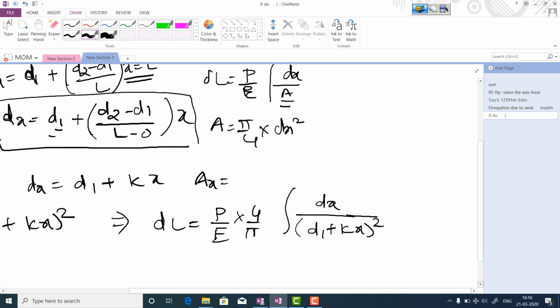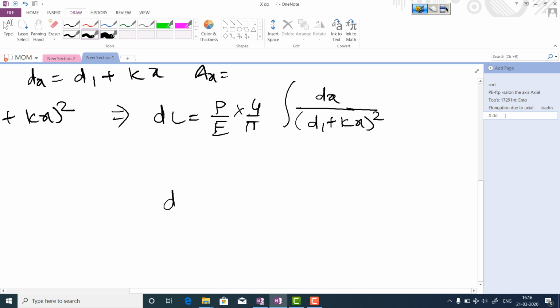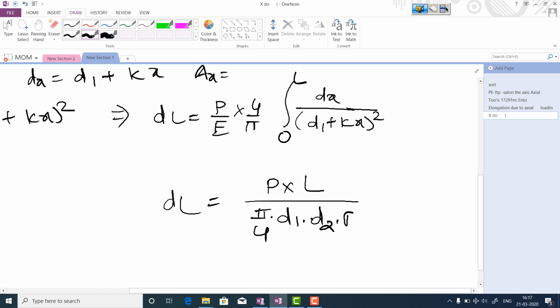Now we can integrate it easily, and after integrating what we'll get here is delta L as P. Now we have to integrate it from 0 to L. After integrating and solving this, what we'll get is 4PL upon pi d1 d2 into E. This is what we are going to get.